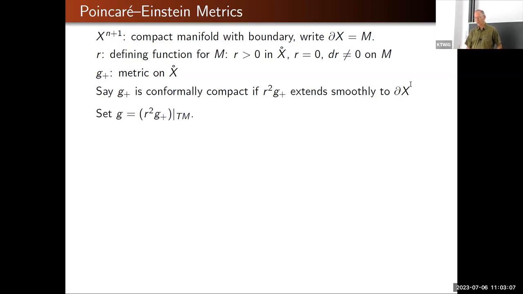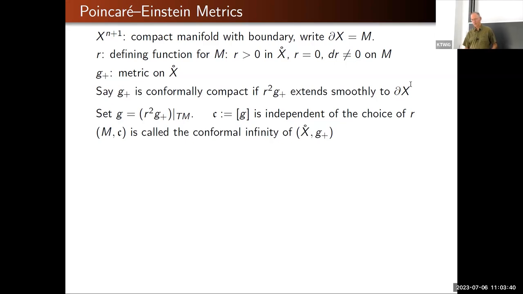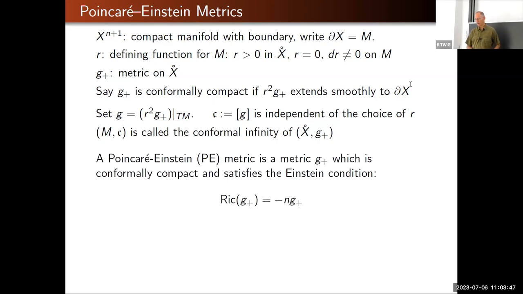We look at the metric g, which is always going to be the metric on the boundary that you get by restricting to the boundary, the induced metric. Of course, g depends on the choice of defining function. If you change the defining function, g changes, but only up to scale. The conformal class of g on the boundary is independent of which defining function you choose, and so that's the conformal infinity of this metric. We say that g plus is Poincaré-Einstein if it's conformally compact in this sense and it satisfies the Einstein equation: Ricci curvature equals minus n times g plus. There's no matter. It's just vacuum.